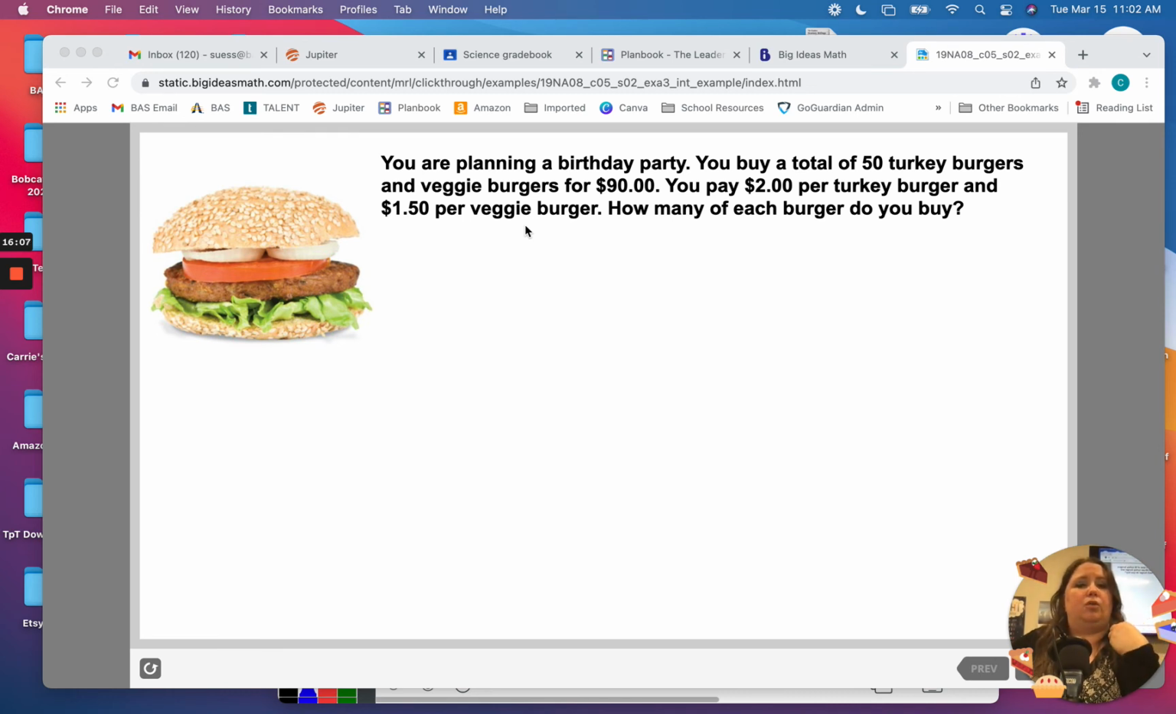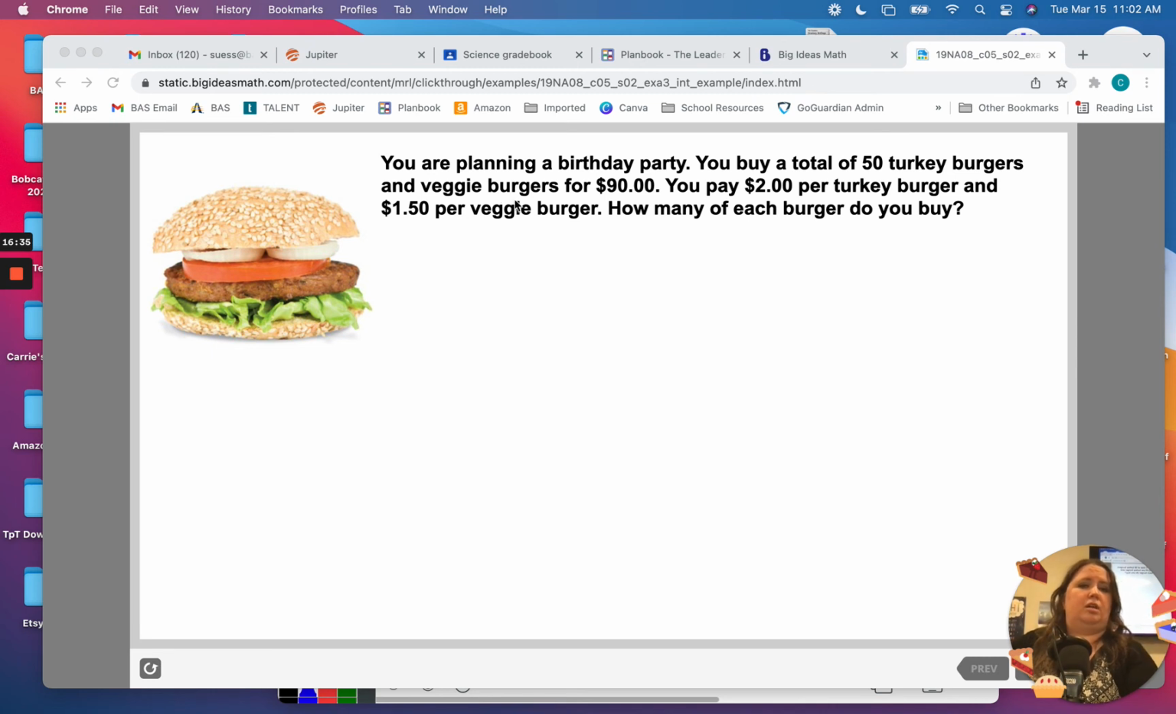How many total burgers did we buy? 50. Altogether, 50. We bought turkey and veggie, 50 burgers. So x plus y equals what? 50. Write that down. Because that's quantity, right? Okay. How much did we pay for all of these burgers? $90. So that's going to be on the second equation, equals 90.